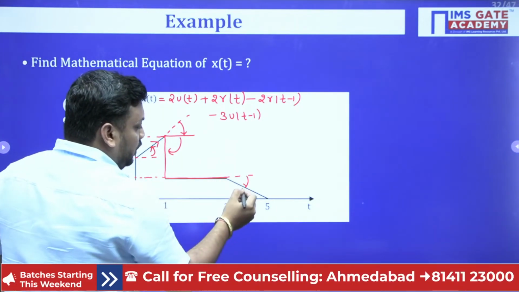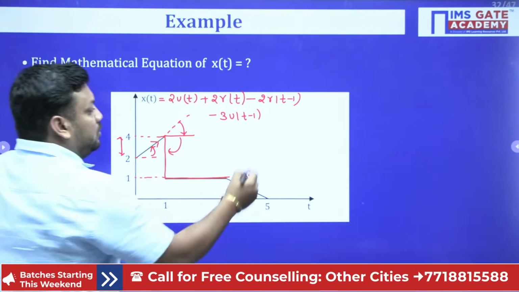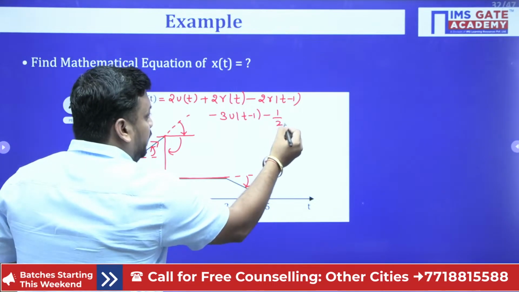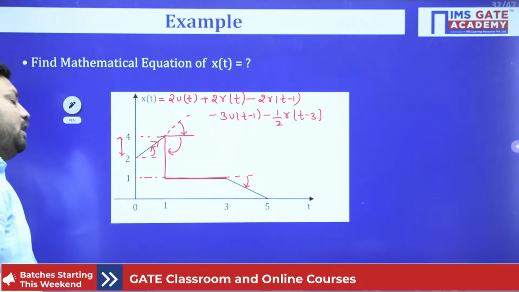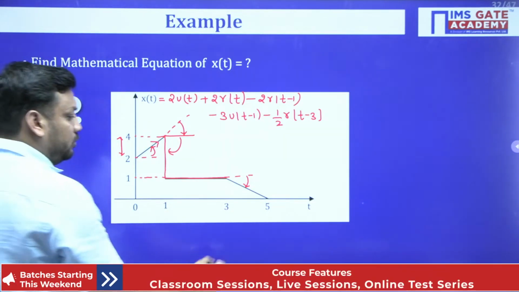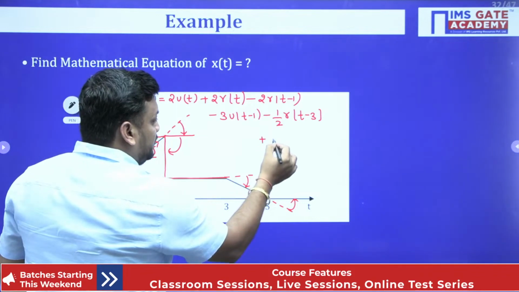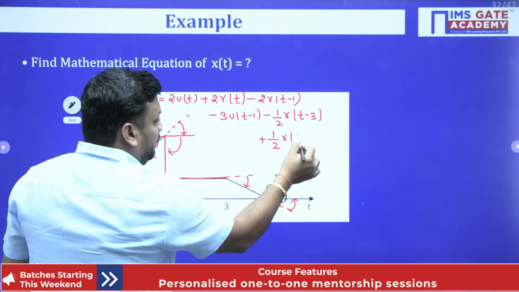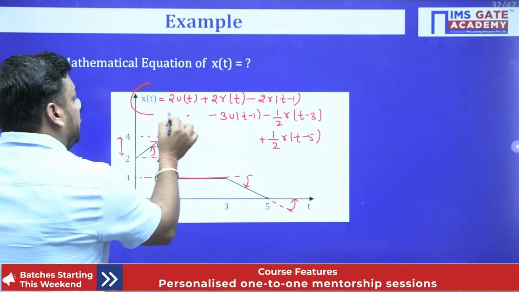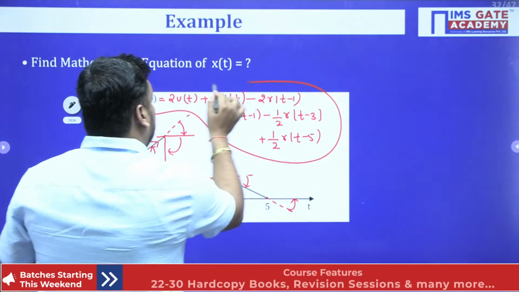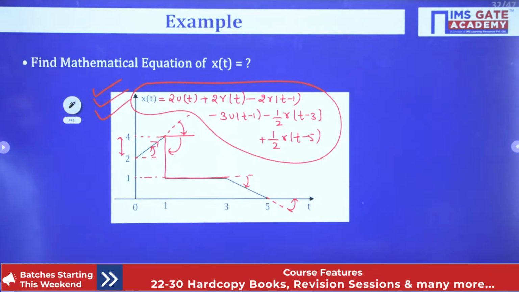Now coming downward, guys, what is the slope of this line? Difference in y upon difference in x is 1 by 2. So it is nothing but minus half, minus 1 by 2, and the location of movement is r(t minus 3). Minus half r(t minus 3). After that, going in the upward direction, you should write plus 1 by 2, and the location of movement is 5, so r(t minus 5). So this is nothing but your final answer of x(t).